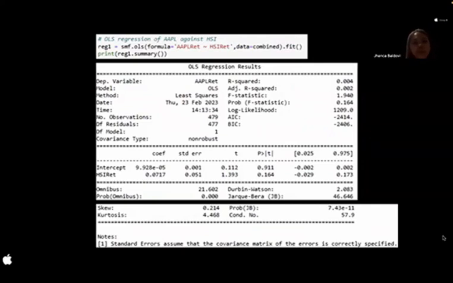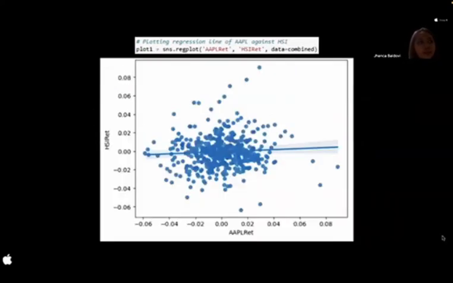So with this, we just have the results of the OLS regression. First, for Apple against HSI. So we'll have a minute or two to take a look at this. Okay, and then next slide, please. We just have here the plot of the regression analysis earlier, this is for Apple against HSI still. Okay, I think we can proceed with the next slide.